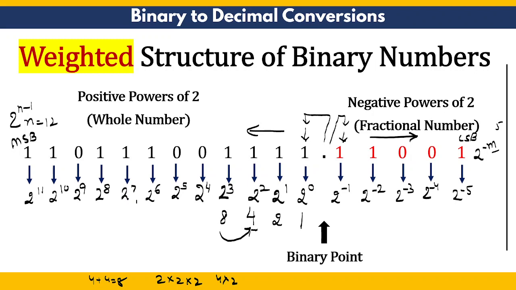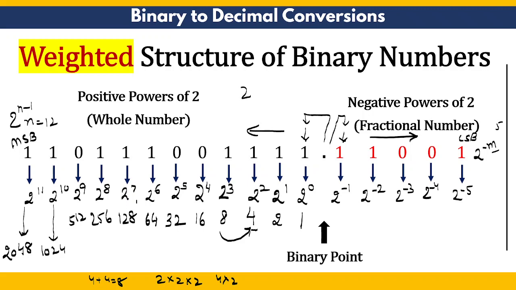So any next weight is just the double of its previous weight, right? So 2 to the power of 4 will be 16, 32. Then 2 to the power of 7 will be 128. Double of 128 is 256. Then it will come out to be 512, and 2 to the power of 10 is 1024, and 2 to the power of 11 is 2048. What about the fractional numbers?